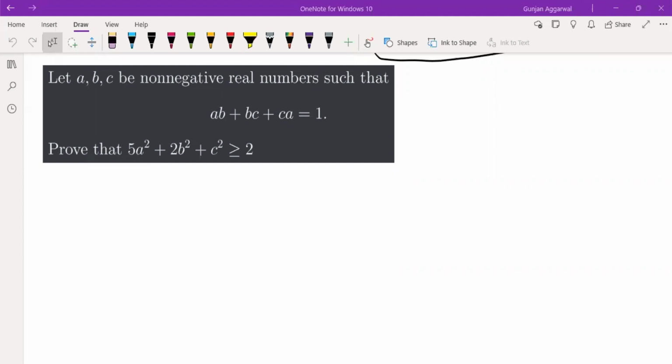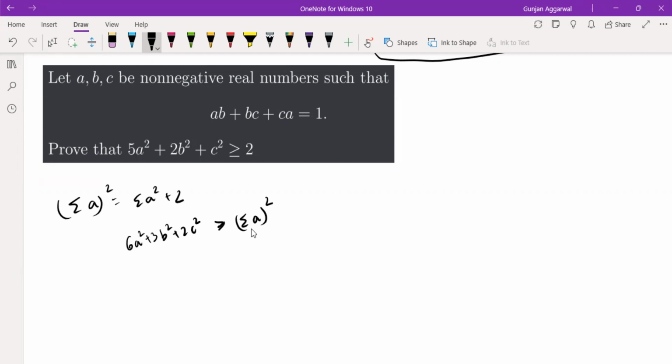I have a way to homogenize it, but I don't know how to proceed further. Like you know that (sigma a) whole squared is equal to sigma a squared plus 2. So you replace 2 by (sigma a) whole squared minus sigma a squared. That will give you 6a squared plus 3b squared plus 2c squared greater than or equal to (sigma a) whole squared.